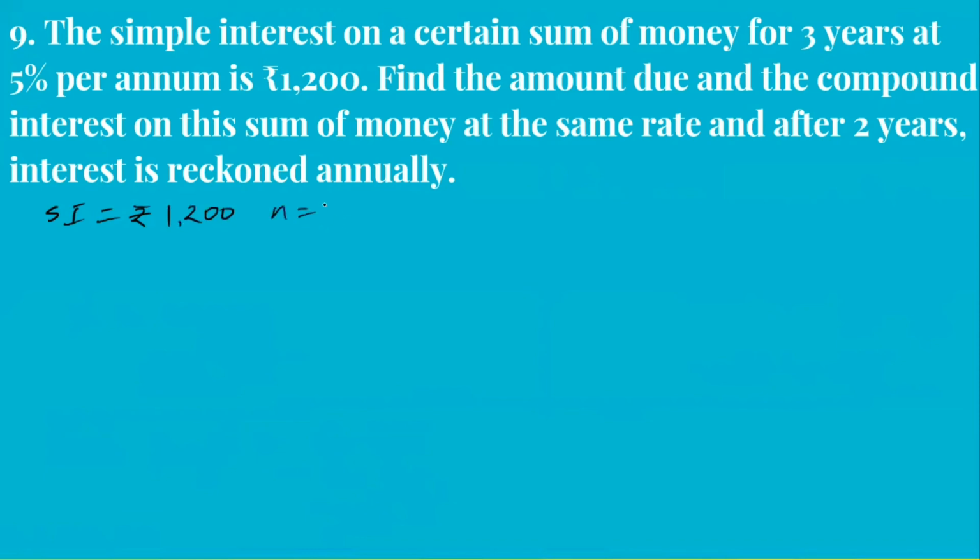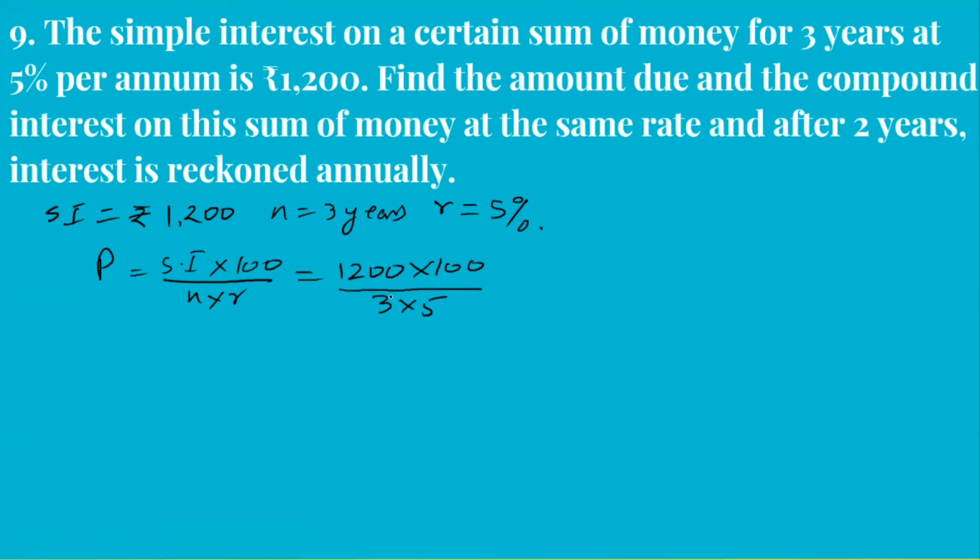The period is 3 years. The rate of interest is 5% per annum. Okay, let us find the principal, which is simple interest into 100 upon n into r. So 1,200 into 100 upon 3 into 5. 3 4s are 12, so we get 400 here. 5 2s are 10, so we get 20 here. So 4 2s are 8 and this 3 0. So 8,000 rupees is the principal. Got it? So this is the principal.